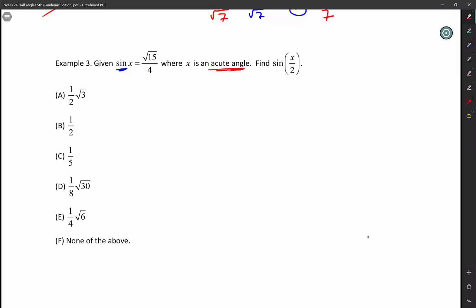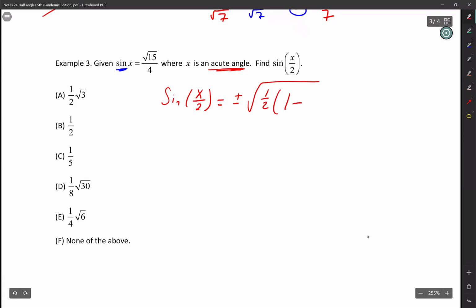They want to know what sine x over 2 is. So first, I would write out the equation. Sine of x over 2 is plus minus square root, put a 1/2, (1 minus cosine of x), close. That's just the formula. I have not done anything. Then I draw the acute angle. So here's my acute angle, angle x there.